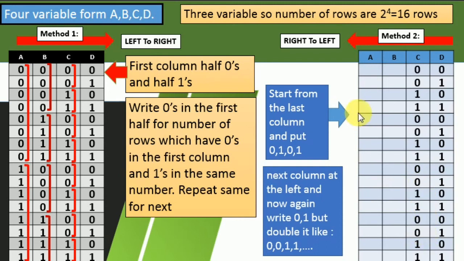Now for the next, double the 0 again. 4 0 4 1 4 0 4 1. For the next, again double. This is 8 and 8. That means 8 0 8 1. You can use any method. Now we know 2 variable form, 3 variable form and 4 variable form.